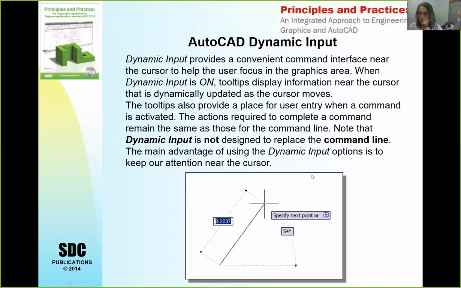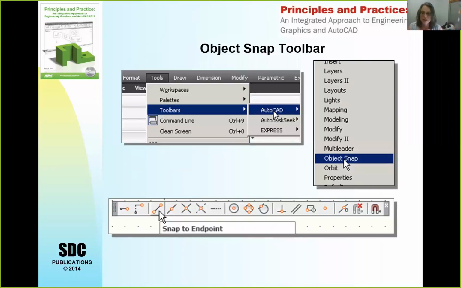So dynamic input is what I just did. I just typed at the tooltip. It is not intended to replace the command line, but it keeps my attention near the cursor, so I'm not looking up and down. All right.